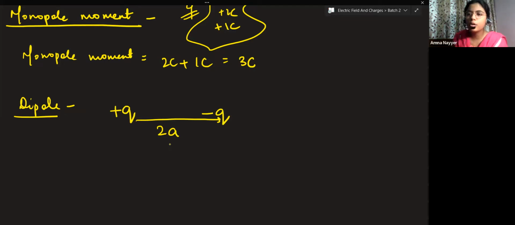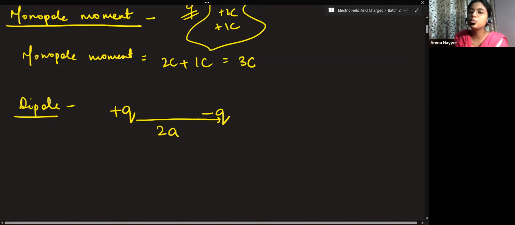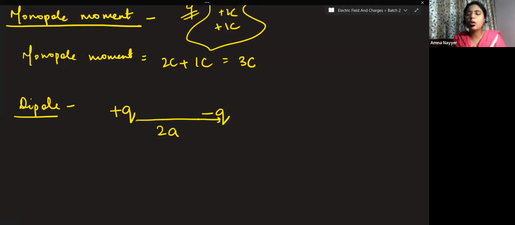In case of monopole, you can have plus 2 coulomb, plus 1 coulomb, or minus 1 coulomb, because these are solitary and not dependent on each other. Monopole means property of a single charge. Monopoles means a system which is having a kind of charge. Electron is a system, the polarity on it is negative, so electron becomes a monopole with negative polarity.